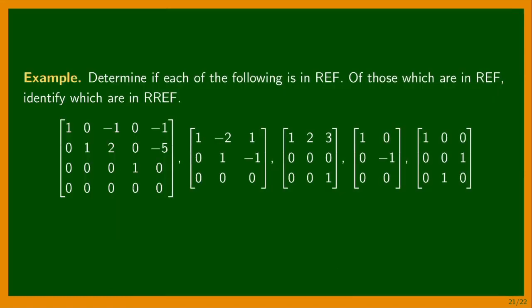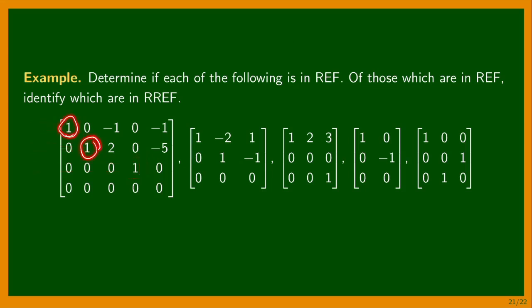For example, determine if each of the following is in REF. Of those which are in REF, identify which are in RREF. Okay. Tingnan natin. Condition number 1. At dito muna tayo sa first matrix. May 0 row ba? Do we have any 0 row? Yes. And it is in the bottom, so that's not a problem at all. Now we look at the non-zero rows. So these are the first, second, and third. Look at the first non-zero entry from the left. Non-zero entry. Huwag ignore mo lang yung 0. So as you can see, they are all ones, right?